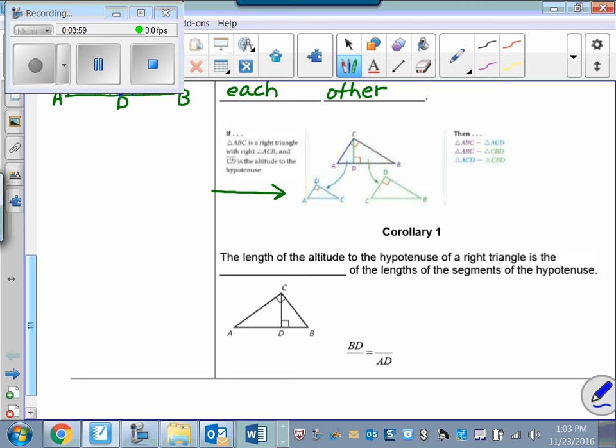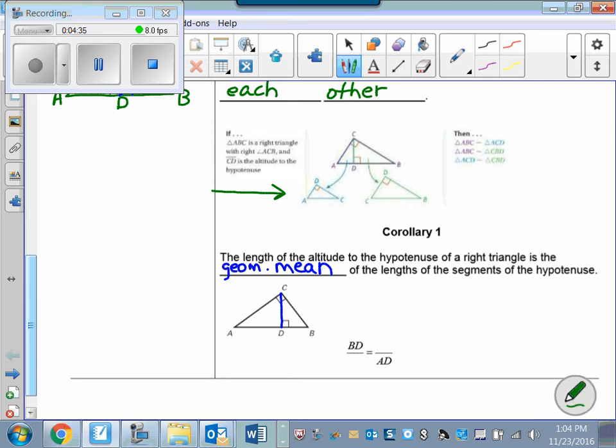Okay, now for the corollaries. The first corollary is pretty straightforward. The second one is going to be the one that haunts you. But let's do the easy one first. The length of the altitude to the hypotenuse of a right triangle, so that's this one right here, CD. In this picture, the length of the altitude to the hypotenuse is the geometric mean of the lengths of the segments of the hypotenuse.